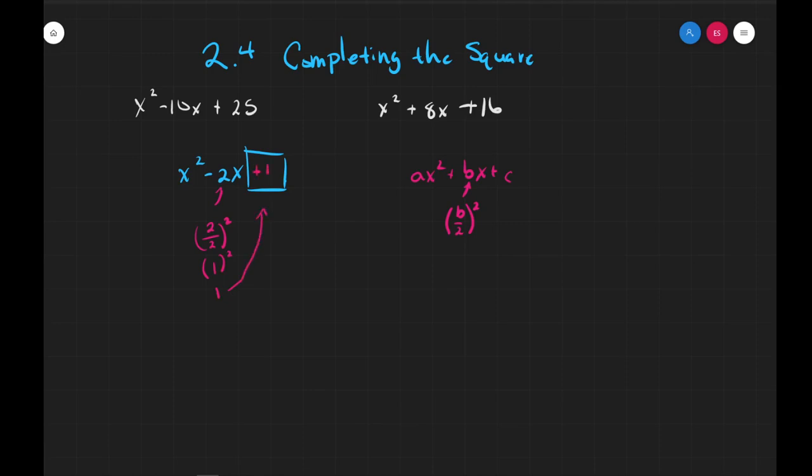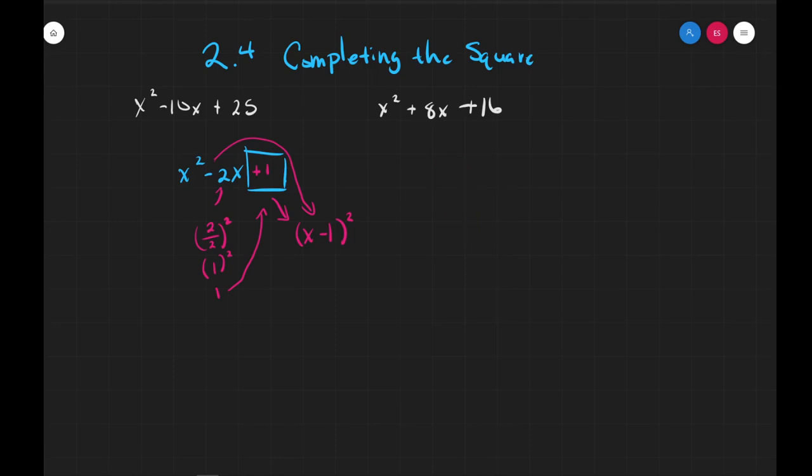If we add that, we now have a perfect square trinomial that factors to x minus 1 squared. Whatever number you're putting in here, take this sign, attach it in the parentheses. Whatever number you're putting in here goes at the end, and that's your perfect square trinomial. Okay? So, let's have you do one on your own.